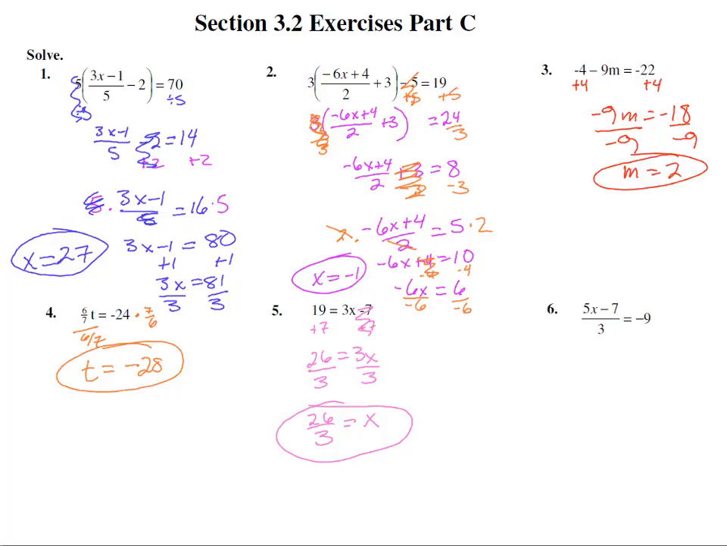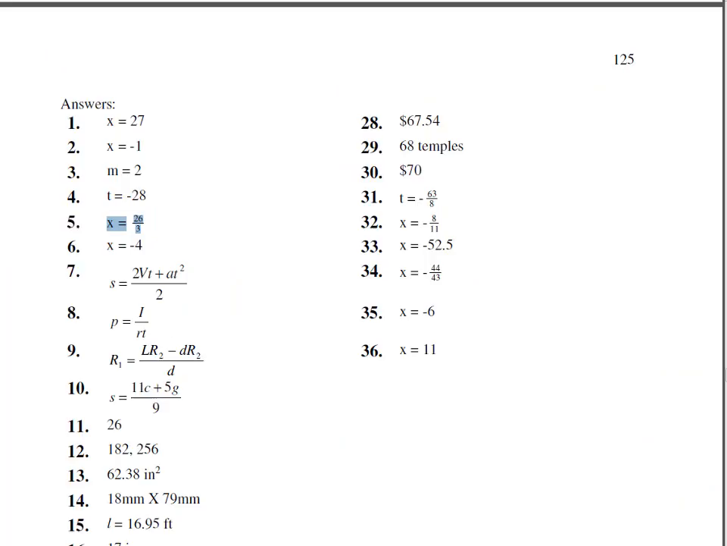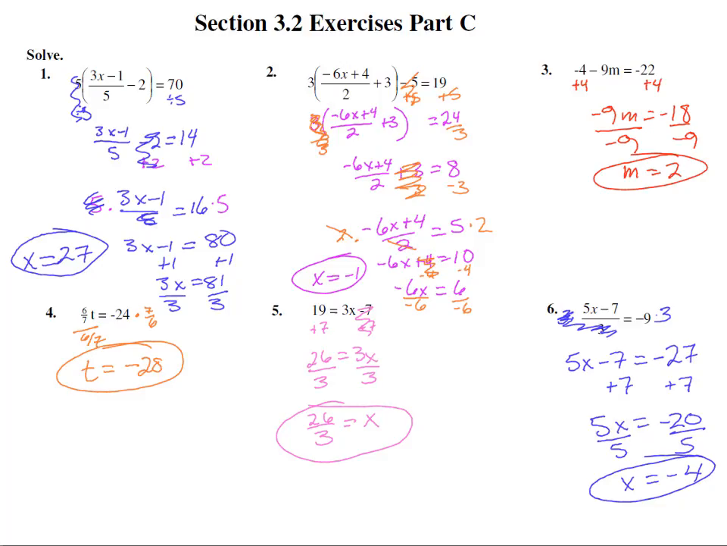Number 6. We now have 5x minus 7 all over 3 equals negative 9. Well, we get rid of the big divided by 3 by timesing by 3. And those 3's cancel and leave us 5x minus 7 on the left-hand side. And on the right-hand side, negative 9 times 3 is negative 27. Add 7 to both sides. We get 5x equals negative 20. And divide both sides by 5. X equals a negative 4. Correct. Let's double check. X equals a negative 4.